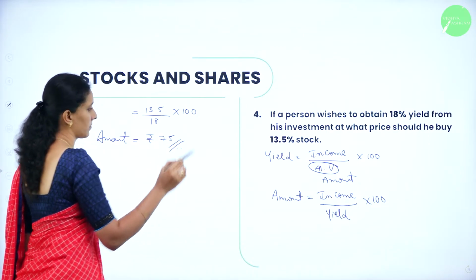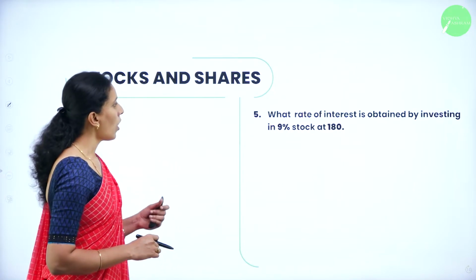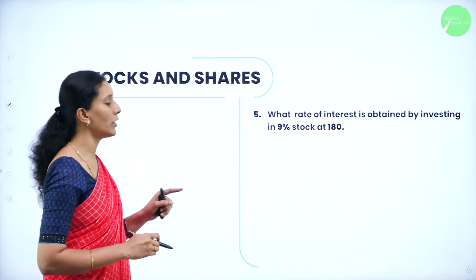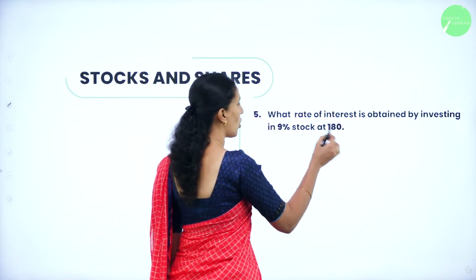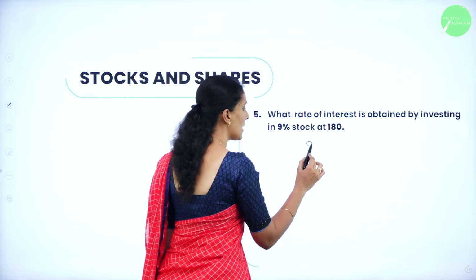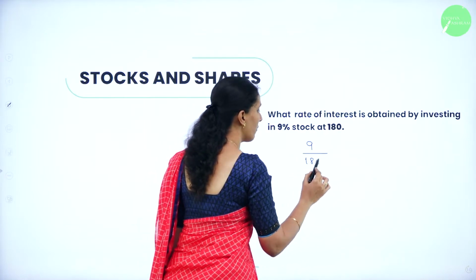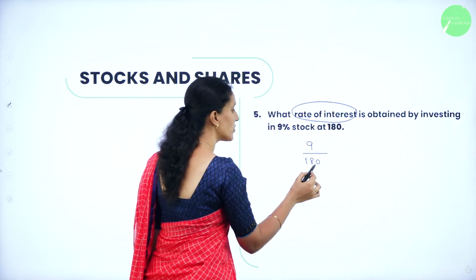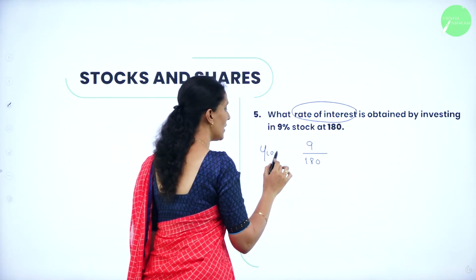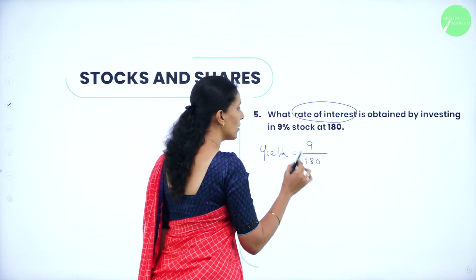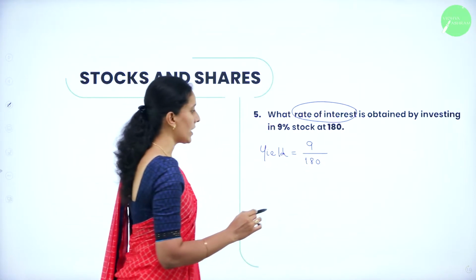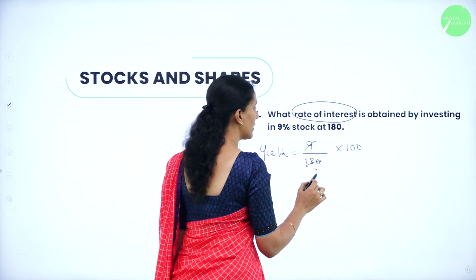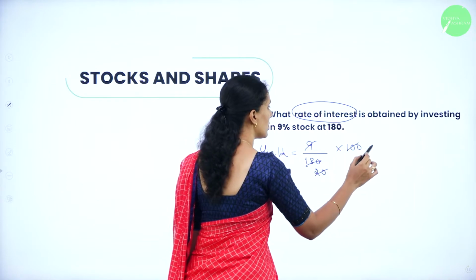75. Next question. What rate of interest is obtained by investing 9% stock at 180? So 9% stock at 180 means income is 9%, market value is 180 and we have to calculate rate of interest. So rate of interest on market value is nothing but yield. So we are calculating yield for 9% stock at 180. So it is 9 by 180 into 100. So we can get cancels. So that is 5%.